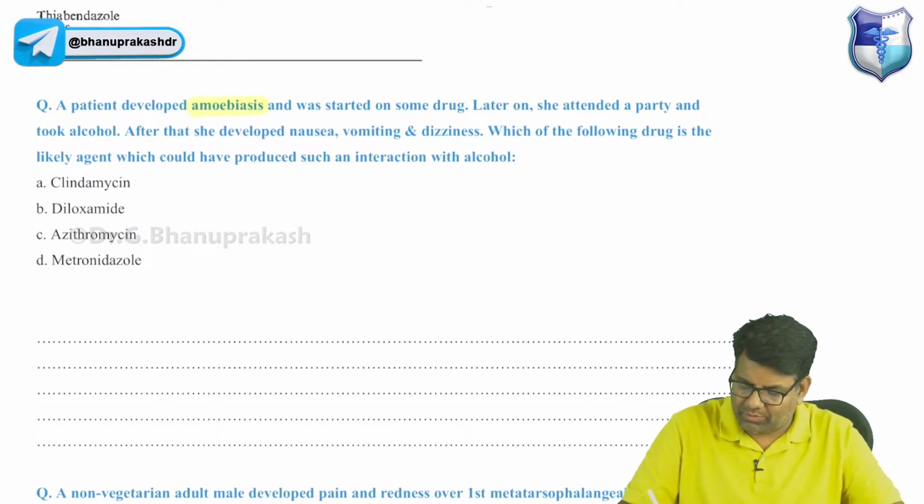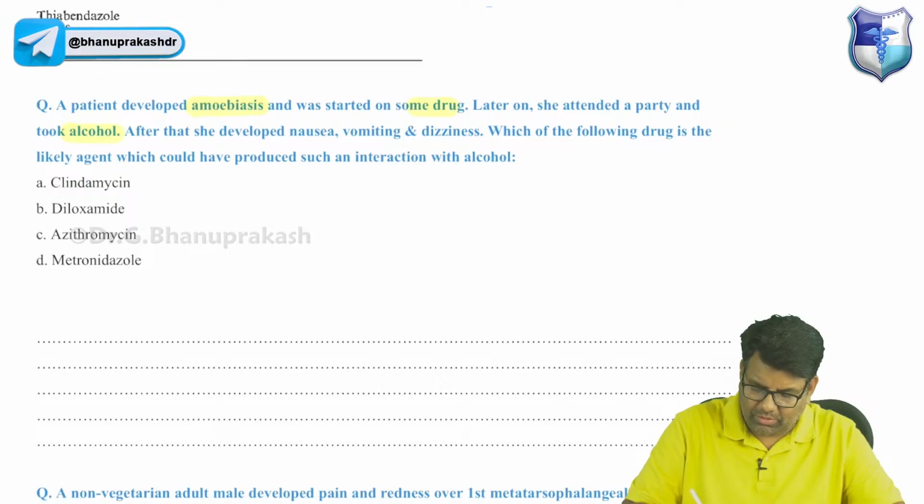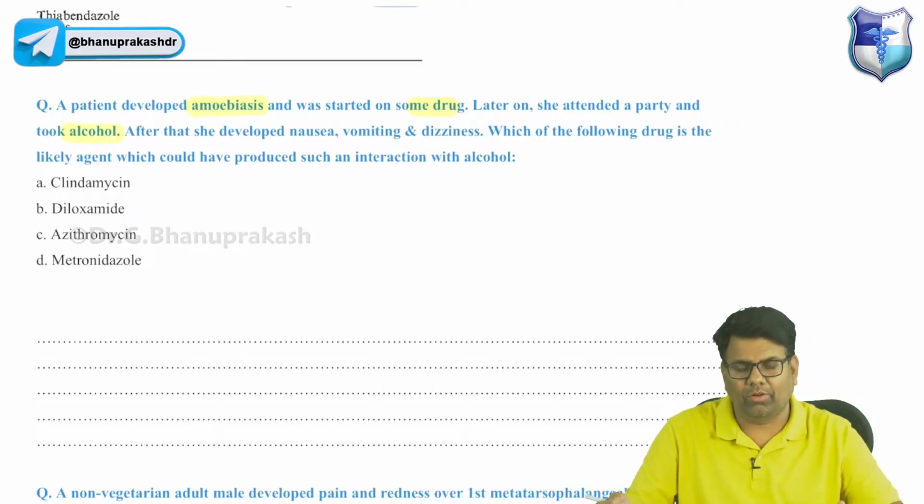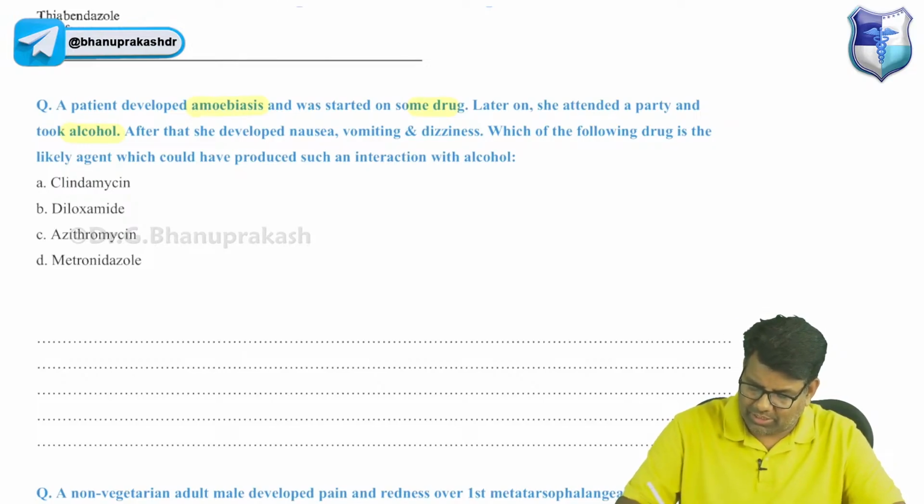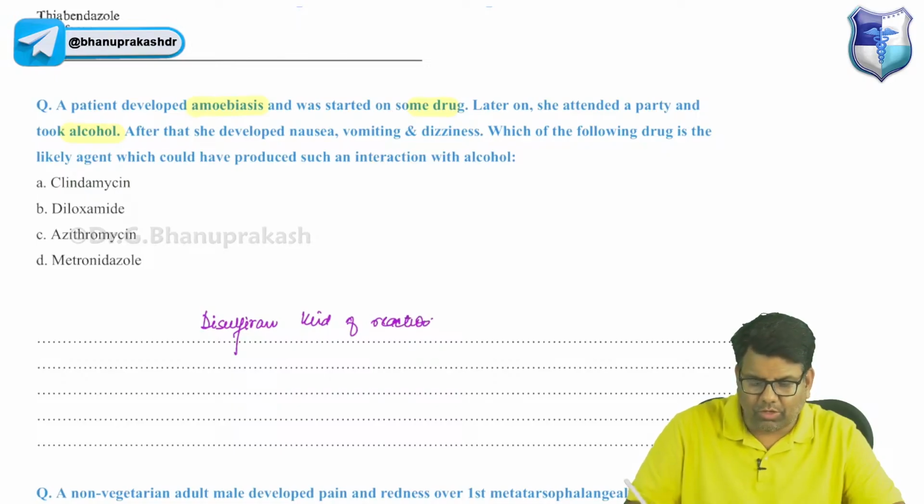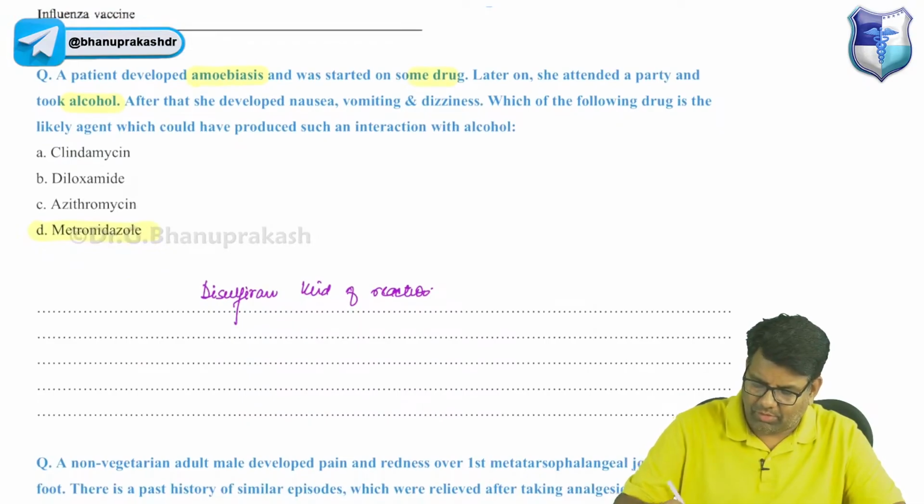A patient with amoebiasis was given some drug, and then at a party he took alcohol. After that he developed flushing, nausea, vomiting. So which drug was the patient actually taking? Yes, the clinical presentation is a disulfiram-like reaction, and the person was on metronidazole. He is on metronidazole for amoebiasis.